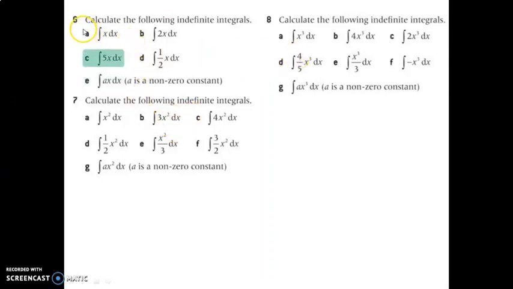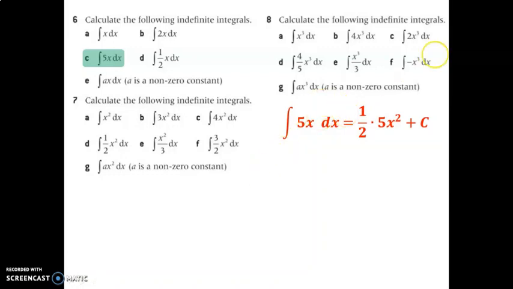So in question 6, we're going to look at part C here. We are asked to find the integral of 5x dx. That means the antiderivative of 5x. And that is this, right? We know the rule is the basic power rule. We go for integration, we go the reverse of derivatives.